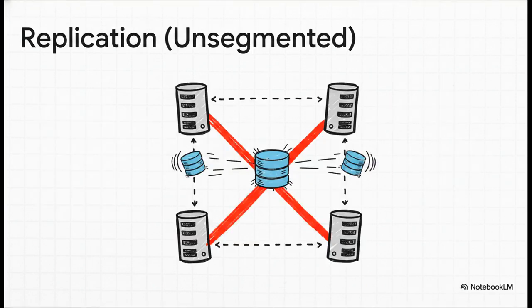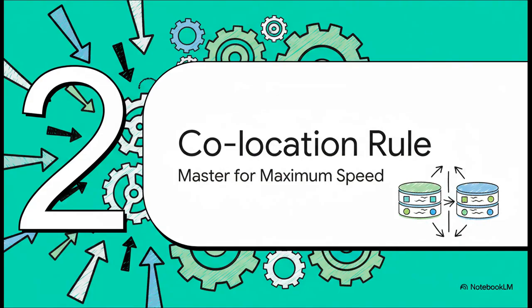But for those smaller, frequently joined dimension tables, redundancy is actually your best friend. By putting a full copy on every node, you completely eliminate the need to shuffle data across the network just to perform a join. And that makes those joins incredibly fast. So now that we've got the basic options down, let's see how they work together.